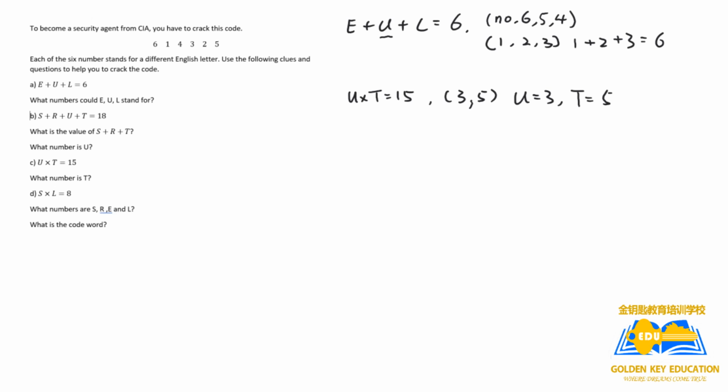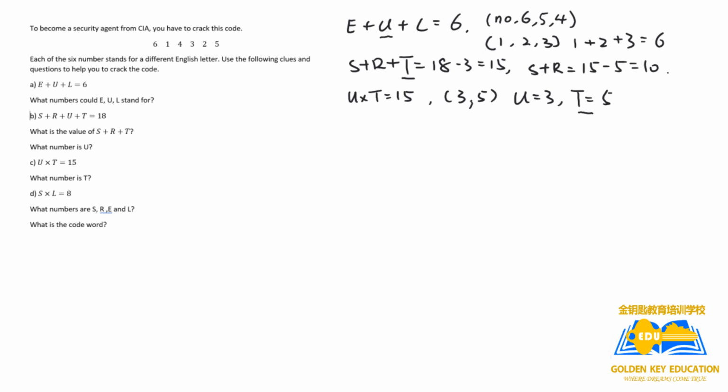And what does it tell us about S plus R plus T? S plus R plus T must be 18 minus U, which is 15. Because we've just discovered T equals 5, S plus R also equals 15 minus 5, which is 10. We haven't got what S and R are yet, but we'll get back to that later.